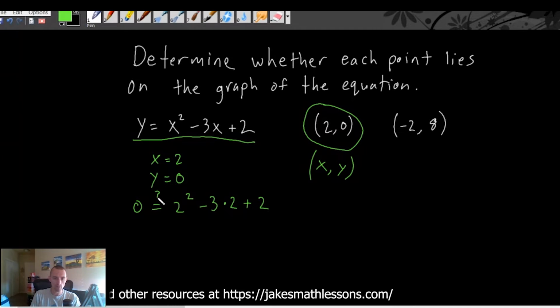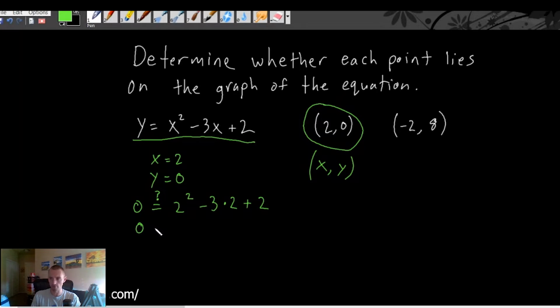And then basically we need to figure out, are these two things equal? If they are, then the point lies on the graph. If they're not, it doesn't. So we really just want to simplify from here. There's really no simplifying to do on the left side. We just have 0 equals something. On the right side, we want to keep in mind our order of operations.